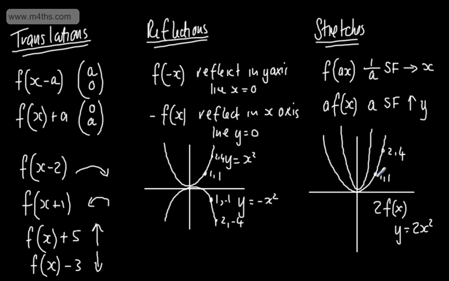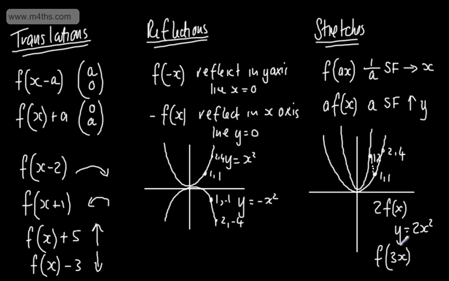So this point, instead of becoming 1, 1, would go to this point right here, and that would be 1, 2. It's not brilliant, but it gives you some idea. 2, 4 would go to 2, 8, as we're simply multiplying, and it should be now parallel to the y-axis.